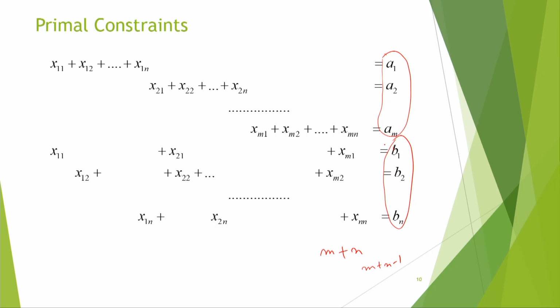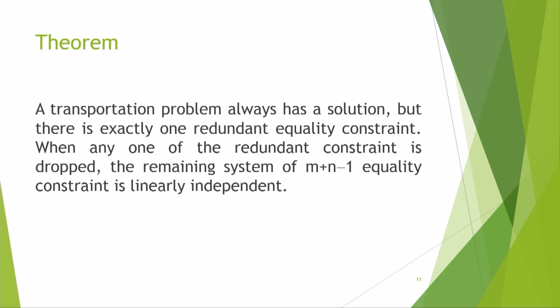Okay. So that means you have that one condition. By that condition you have this type of thing. So effectively you have m plus n minus 1 independent ones. Therefore you can make a basic feasible solution which should have m plus n minus 1 basic variables.